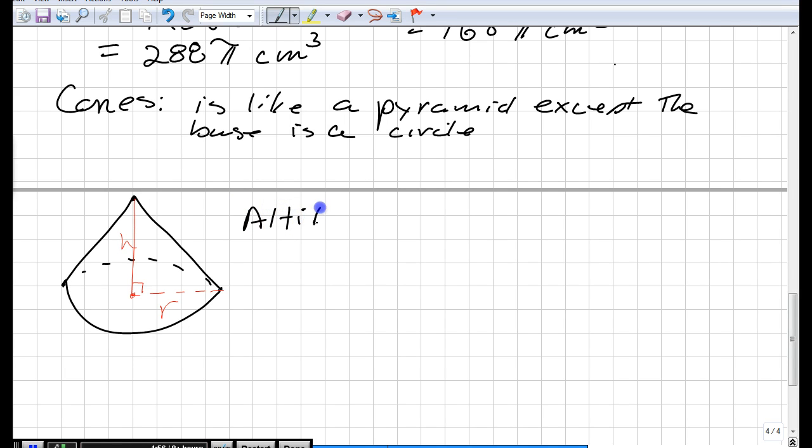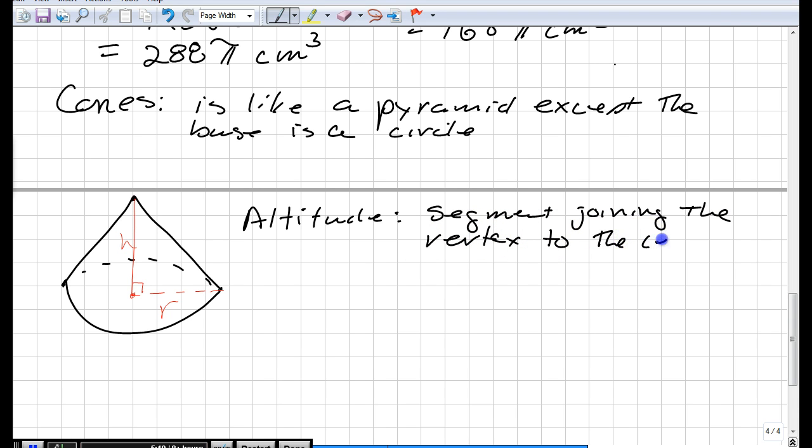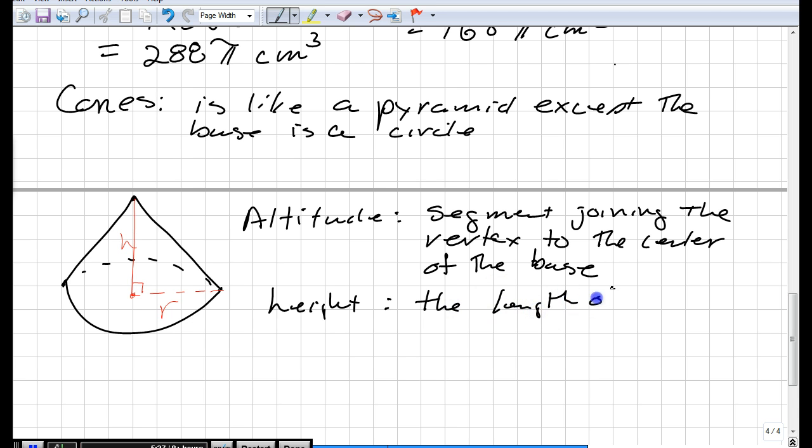So altitude is the segment joining the vertex to the center of the base. Okay? And the height is the length of the altitude.